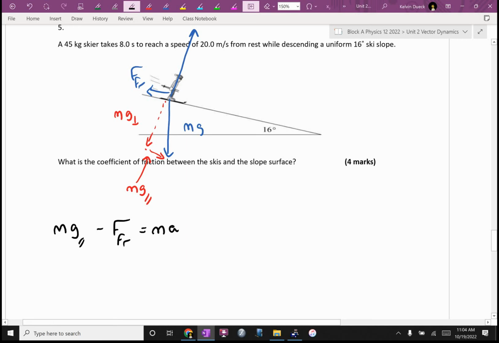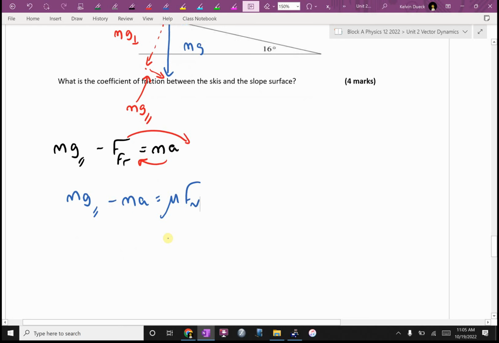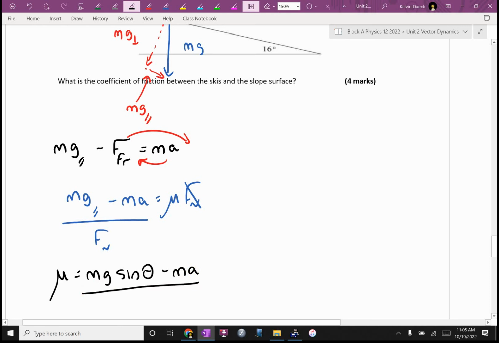It wants me to find the mu. The mu is hidden inside of friction, so I'm going to get friction by itself. I'm going to do a swappy dance. I'll get mg parallel minus ma equals mu times the normal force. To get the mu by itself, I'm going to divide by the normal force. I'm going to get mu equals mg sine theta minus ma, all over, I don't know the normal force.